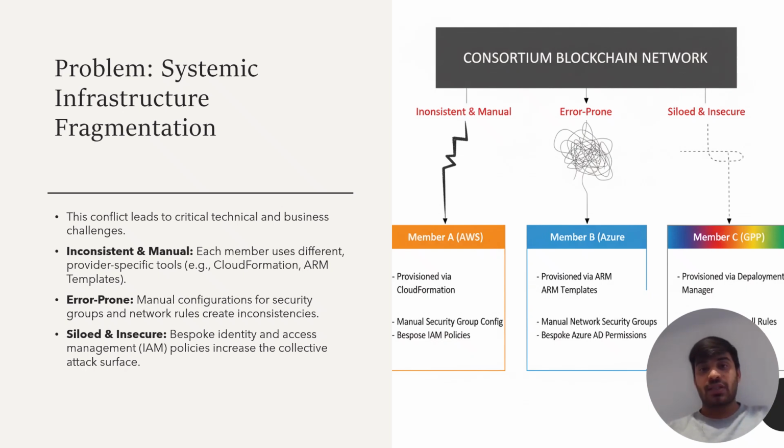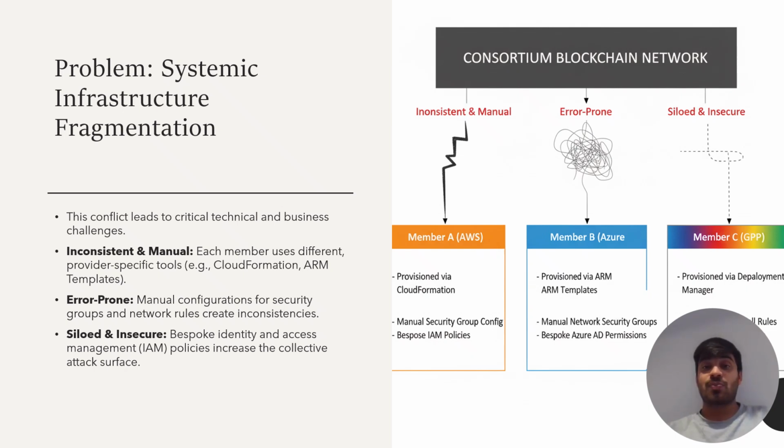The connections between the members and the network are inconsistent and manual because each member is using a different provider's native tools. Member A is using AWS CloudFormation while Member B is using Azure ARM templates, and there's no single automated way to deploy a node. This leads to error-prone manual configuration for critical components like network security groups and firewalls, which inevitably leads to inconsistencies and misconfigurations, creating instability. And most critically, the entire system becomes siloed and insecure.